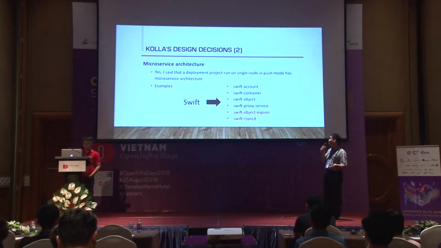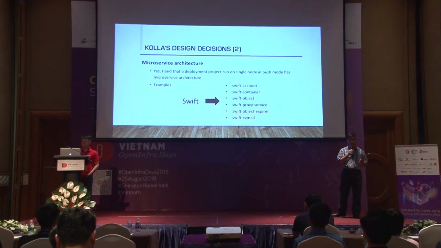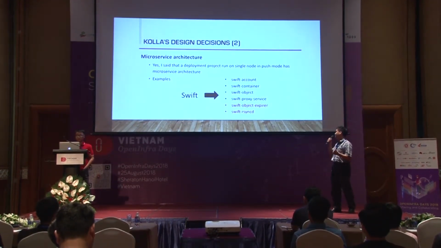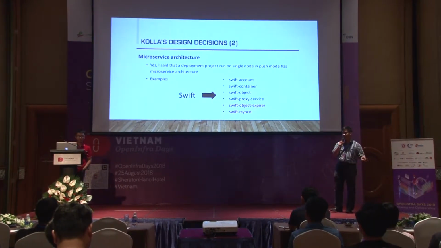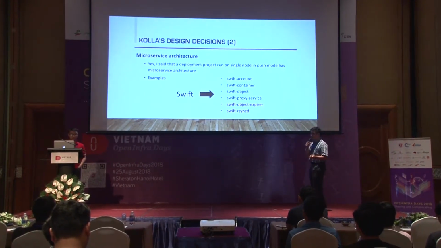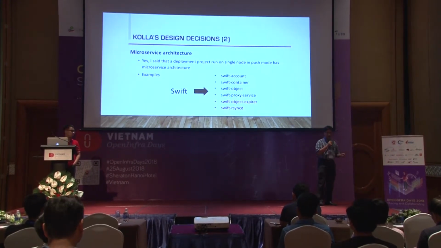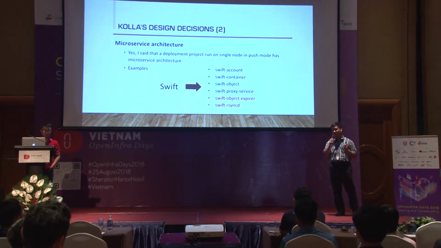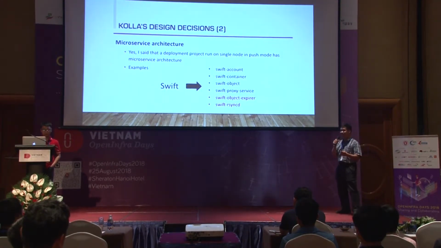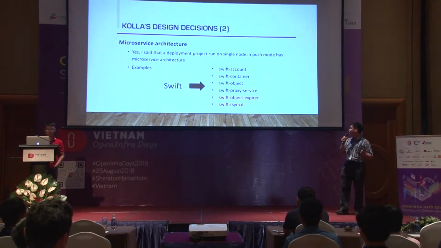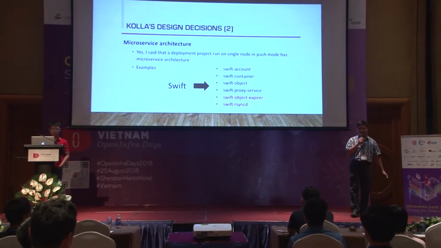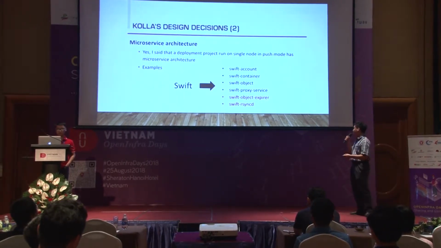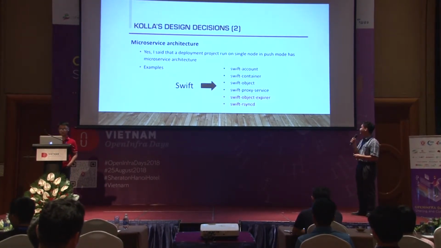For the second design decision of Kolla, I think it is the most interesting idea. It has a microservice architecture. Maybe many people ask why a deployment tool running on a single node needs a microservice architecture. Yeah, it is a reasonable question. And I think I should explain it with an example. I will use Swift as an example.